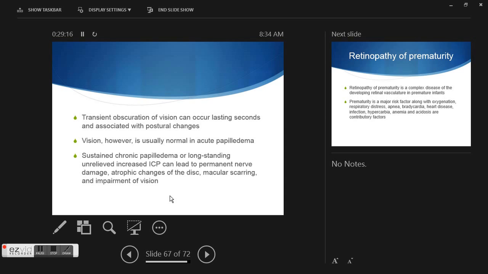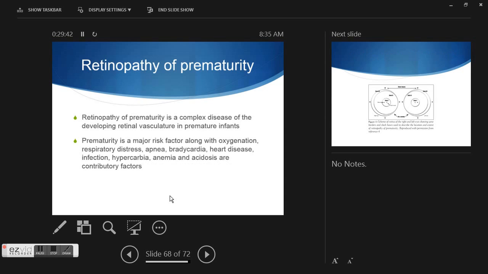So with papilledema, you can have transient obscuration of vision that can last seconds or longer and is associated with postural changes. Vision, however, is usually normal in acute papilledema. However, sustained chronic papilledema or long-standing unrelieved increased ICP can lead to permanent nerve damage, atrophic changes of the discs, macular scarring, and impairment of vision.